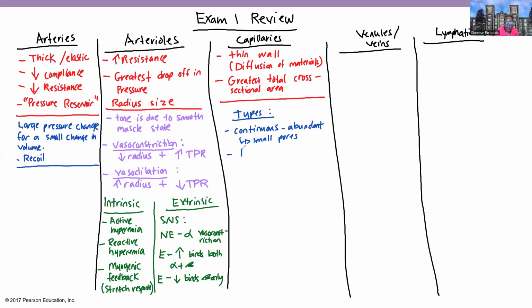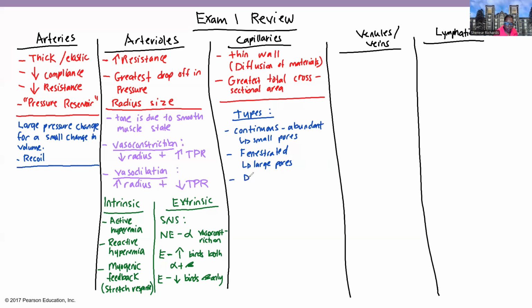Then we have fenestrated. And fenestrated are going to have large pores, okay? But they still have a continuous basement membrane, right? Remember we said that they still have this fairly continuous basement membrane, but larger pores to where bigger things can pass through, bigger proteins, bigger particles can pass through those large pores.